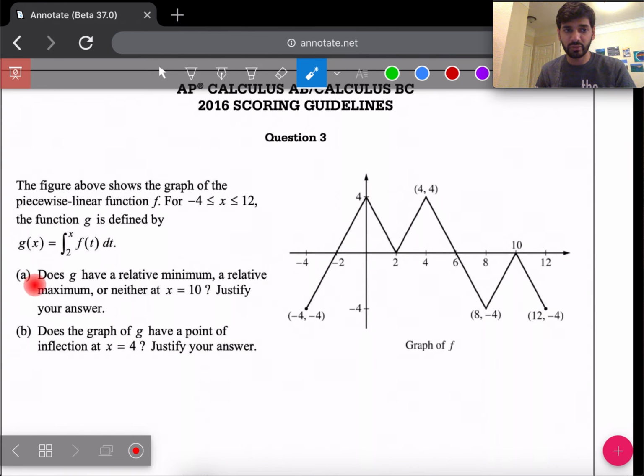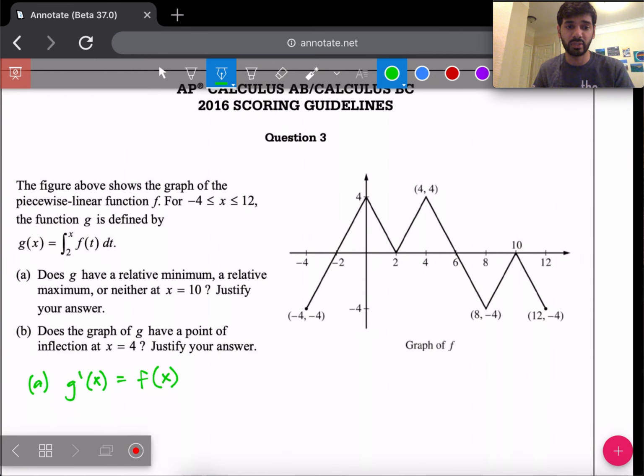All right, what we need to figure out first is, does g have a relative min, relative max, or neither at x equals 10? We need to justify our answer here. In order to find a relative minimum or maximum, we need to take the first derivative of whatever we're finding it for, g. So for part A here, I'm going to find g prime of x. Since this is an integrally defined function, I need to use the second fundamental theorem of calculus where I drop x into the function here. So the derivative of an integral is f of x, just like that.